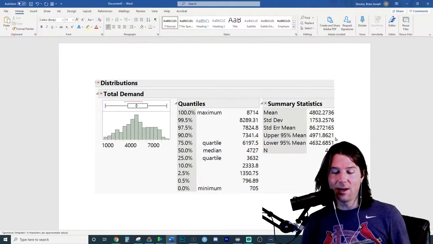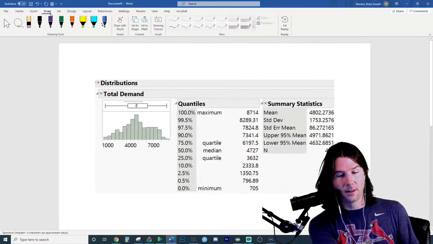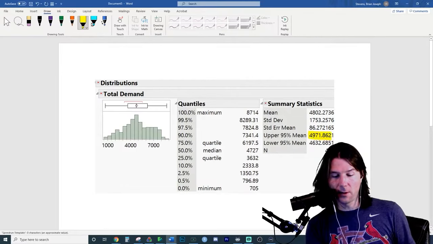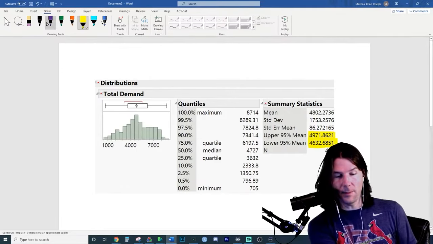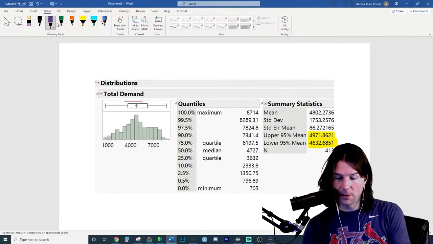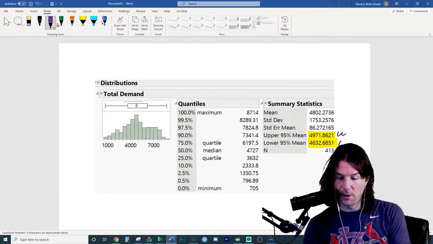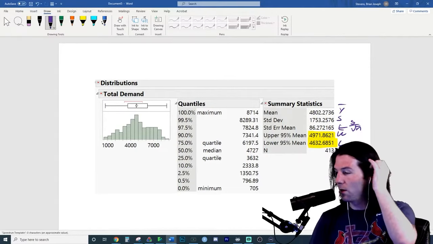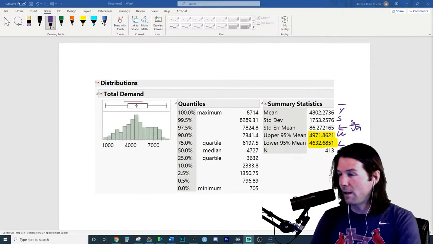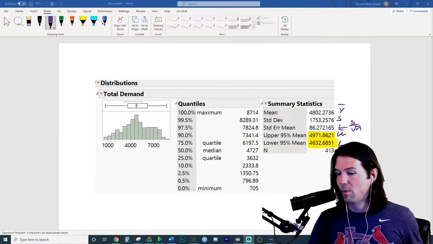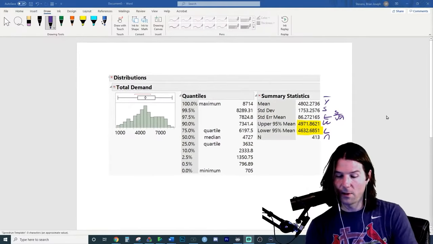So here is the confidence interval right here. The confidence interval is over here. That is the upper, and that is the lower. That is the standard error, which is s over square root of n, so you can calculate that right there. That is the standard deviation, that is the sample mean, and that is the sample size. So there is all the notation right there. I'm blocking just a little bit of it, but we have here the upper and the lower.